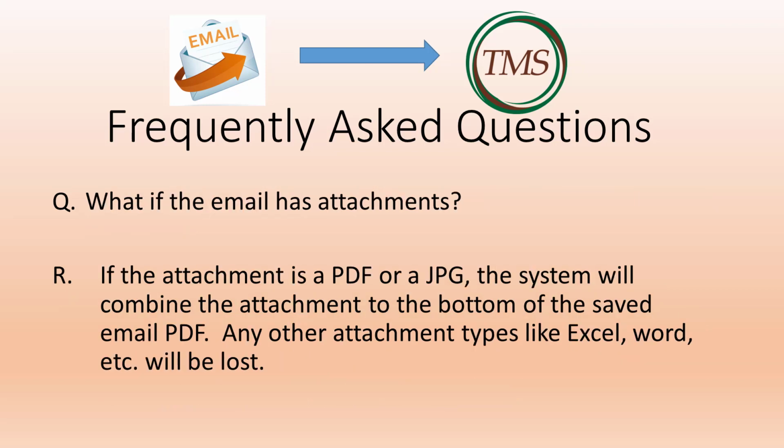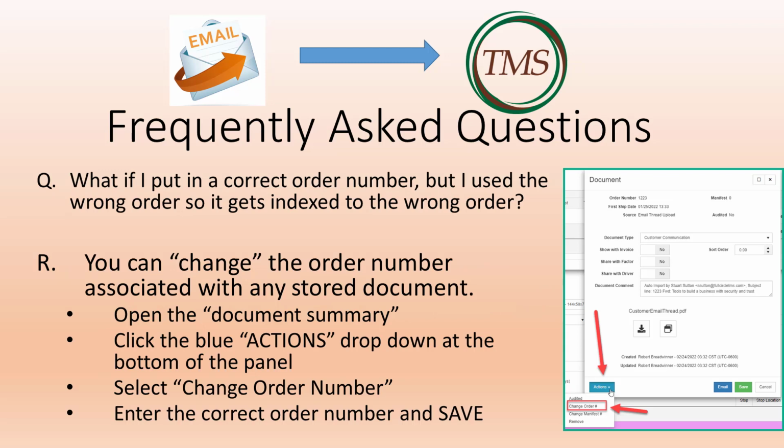What if the email has attachments? If the attachment is a PDF or a JPEG, the system will combine the attachment to the bottom of the saved email PDF. Any other attachments like Excel, Word, etc. will be lost.